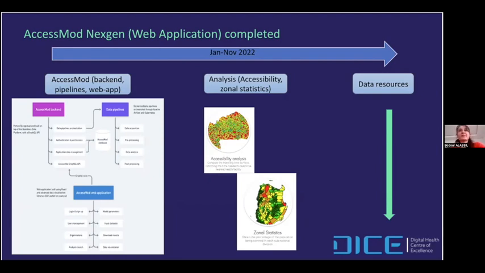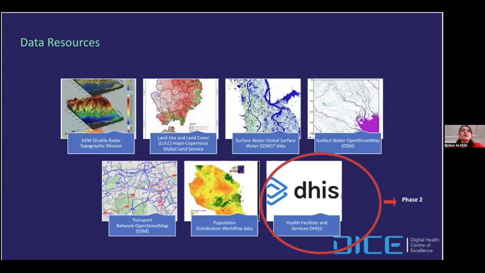Next slide, please. Okay, so for the digital elevation model, we got it from the Shuttle Radar Topography Mission. We got as well the water surface from OpenStreetMap, the roads from OpenStreetMap, and in addition population from WorldPop. And also we are planning to add DHIS2 as a resource for health facilities. Next.